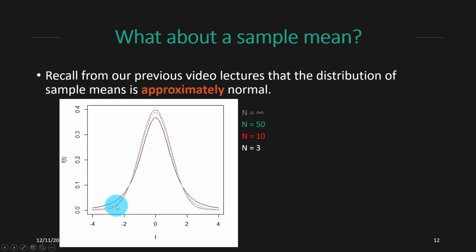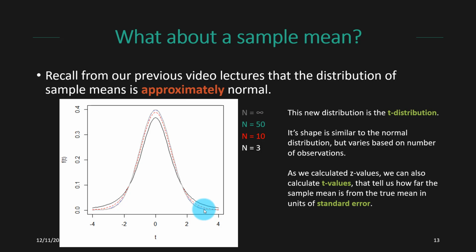That is, unless the n starts to get pretty big. So, for that blue curve, when n equals 50, you can see that it actually starts to be a pretty good approximation of the normal distribution. So as your sample sizes get larger, we have to worry less about this. But in general, we're going to use the t-distribution because it's going to change its shape based on the amount of data that we're taking. And again, its shape is similar to the normal distribution, but it varies based on the number of observations.